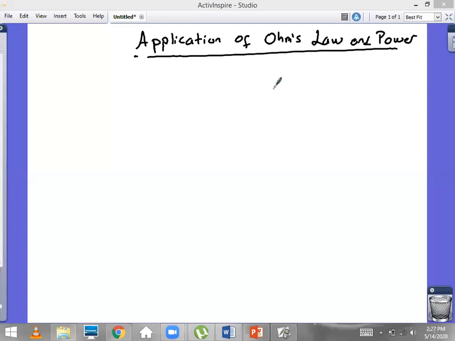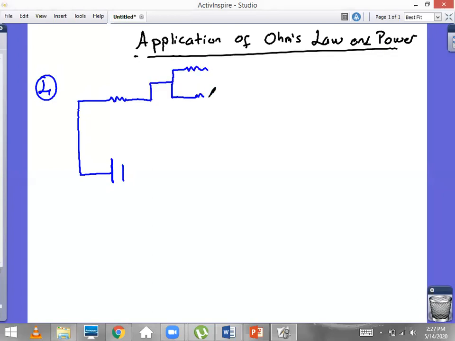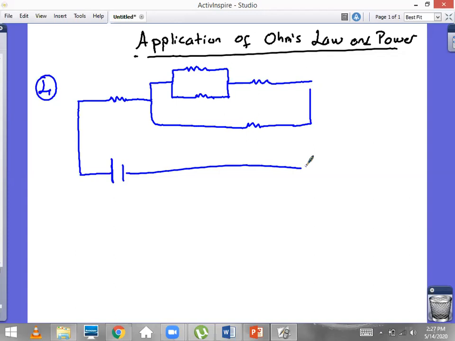Let's begin. Question number 4. Let me draw it. You have a circuit over here, a combination of series and parallel resistors. So here we have one, here we have another one, we have here another one, then it goes like this, and one here. All right, and then you have one at the down part. Okay, this is the circuit.